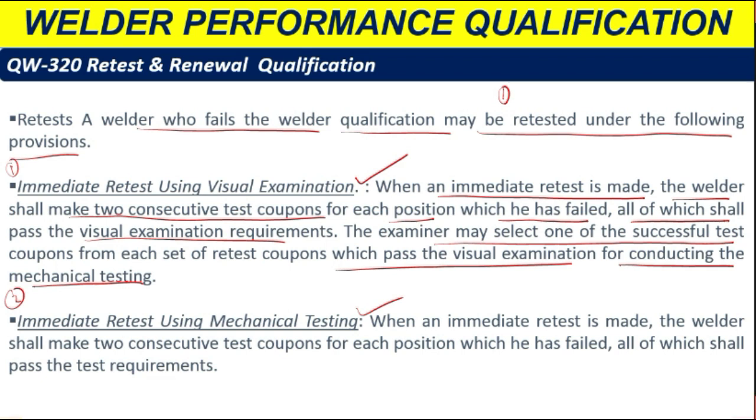Now an immediate retest by using mechanical testing. If an immediate retest is made, the welder shall make two consecutive test coupons for each position which he has failed, all of which shall pass the test requirement. Means one is for visual examination, although there is visual examination, definitely it should go for the mechanical testing. For the other, the immediate retest, it goes directly to the mechanical testing. So there are two options, two provisions for the retest.